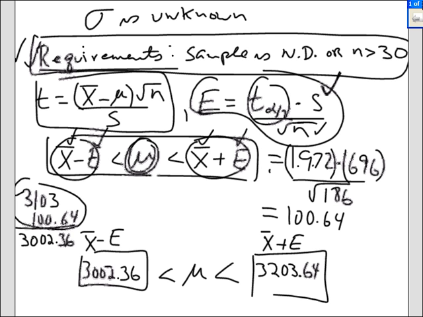And you can be 95% confident that if you survey 186 babies, the mean will be in between 3002.36 grams and 3203.64 grams. You can be 95% confident that this will be the case.